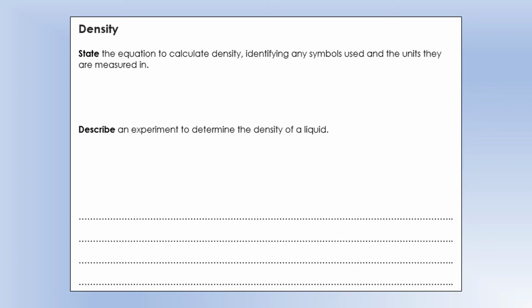Okay, so we're going to make a video reviewing the iGCSE specification for the thermal physics and density topic areas. So we're going to start off with density.